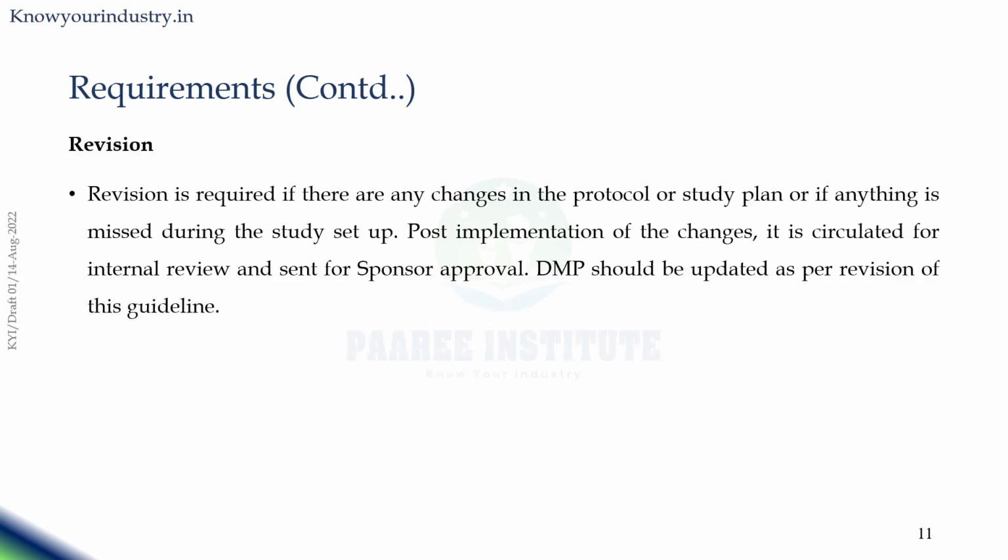Revision. If any revision occurs due to changes in the protocol or study plan, or if anything was missed during the setup process, then a post-implementation of the changes needs to be identified. The post-production change request form comes in this section, and the same would be sent for sponsor approval as well. In the meantime, the DMP document also has to be updated as per the revision, and the relevant guideline also has to be updated along with the version history and date.